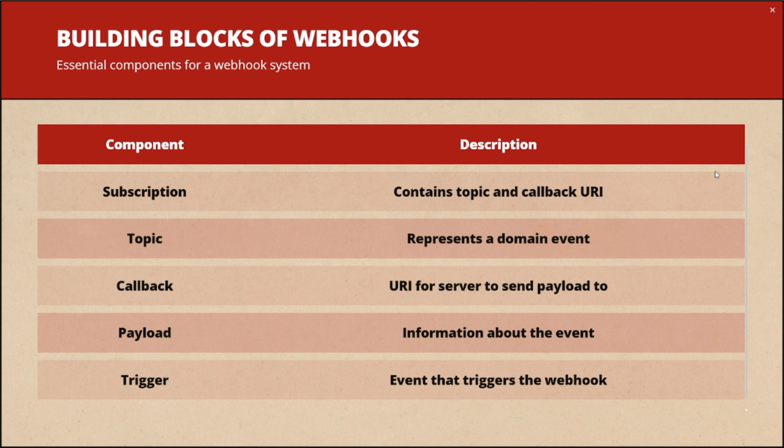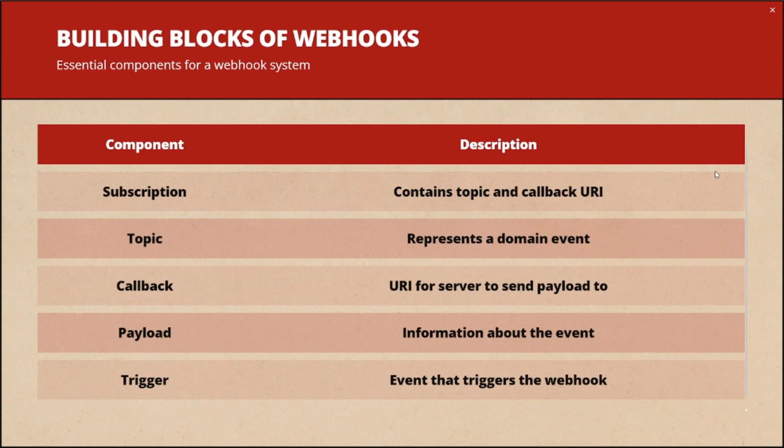Callback. The callback URI is what the server sends the payload to. It is the responsibility of the client to implement an API endpoint on this URI and ensure that it accepts the payload the server sends. What is the payload? This is a simple message containing the information about the event, usually a serialized JSON representation of an event.